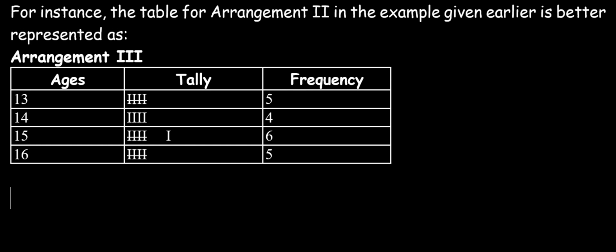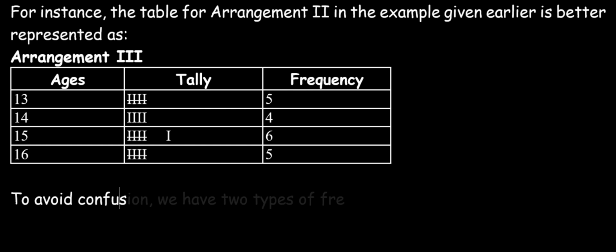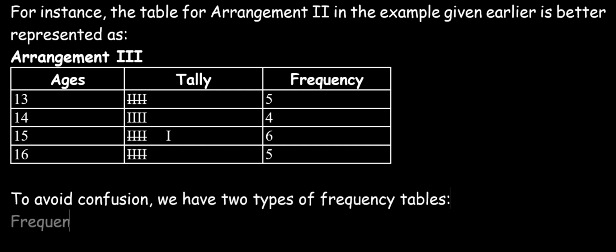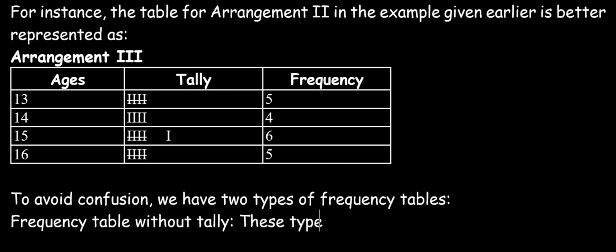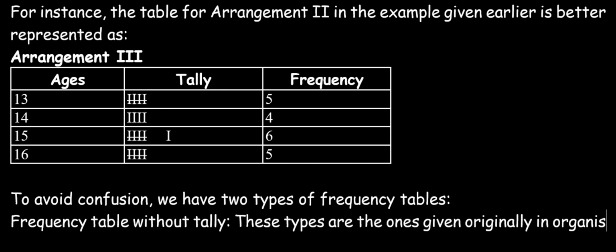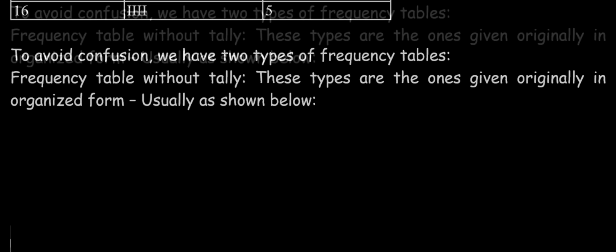To avoid confusion, we have 2 types of frequency table. Frequency table without tally. These types are the ones given originally in organized form, usually as shown below. Let's have an example of such. These are tables prepared from raw data.